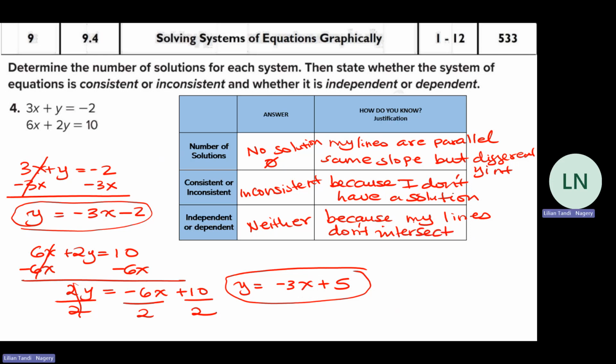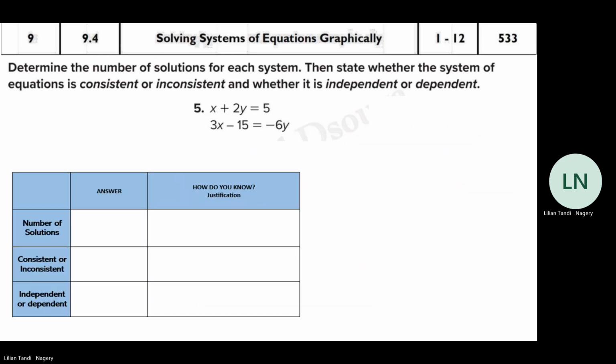Okay, or my lines are parallel. Okay. All right. Determine the number of solutions in each system.